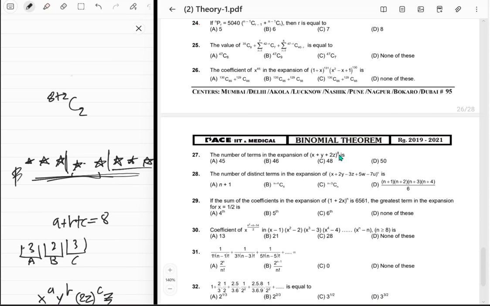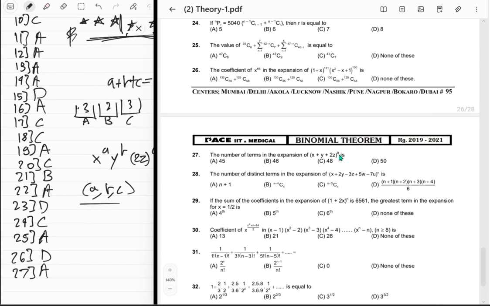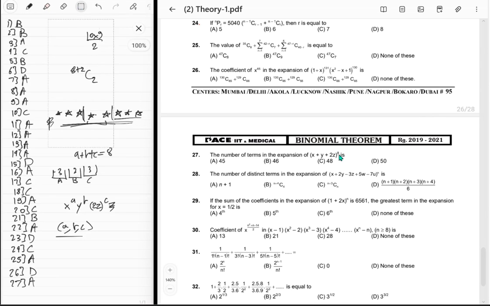So it's going to be 10C2, which is like 8 into 7 upon, sorry, what am I doing? 10 into 9 upon 2, which is 45, I guess. So A. Okay, cool. Now let's go to 28.